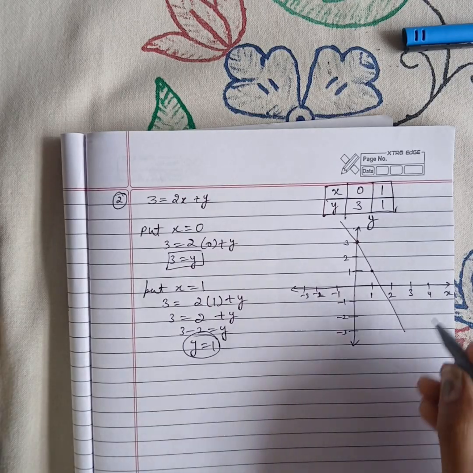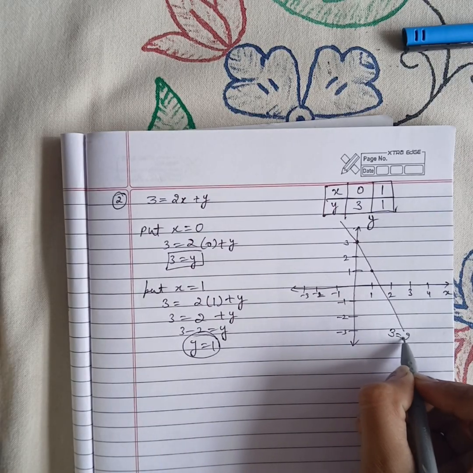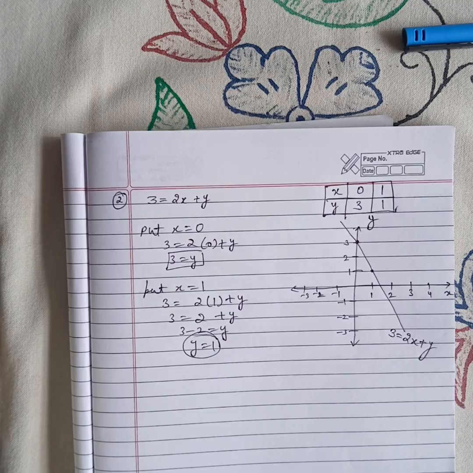So this is our graph for equation 3 is equal to 2x plus y.